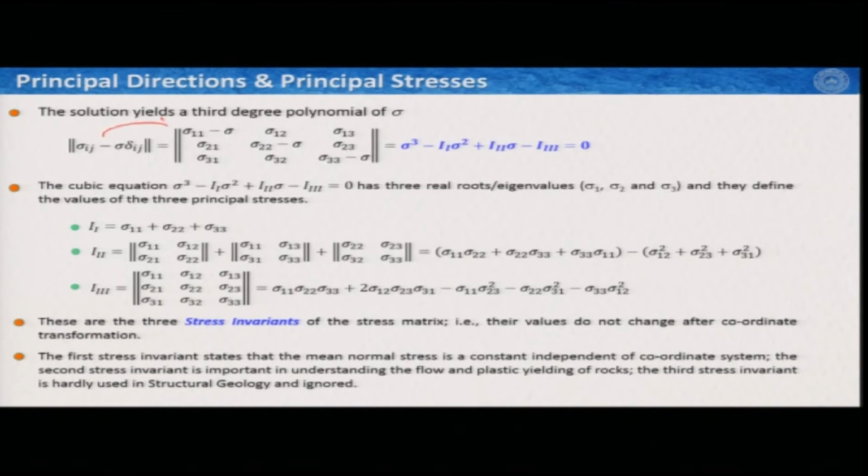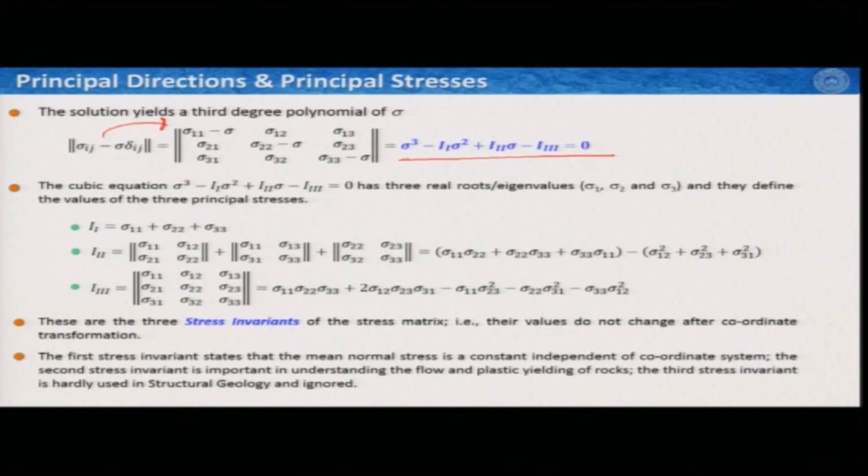Now, if you do that, then essentially this equation, if you expand it in matrix form, would come to this part. I recommend that you try to solve it. If you know how to get the determinant of a 3 cross 3 matrix, then you will arrive at a third degree polynomial, or a cubic equation like this.